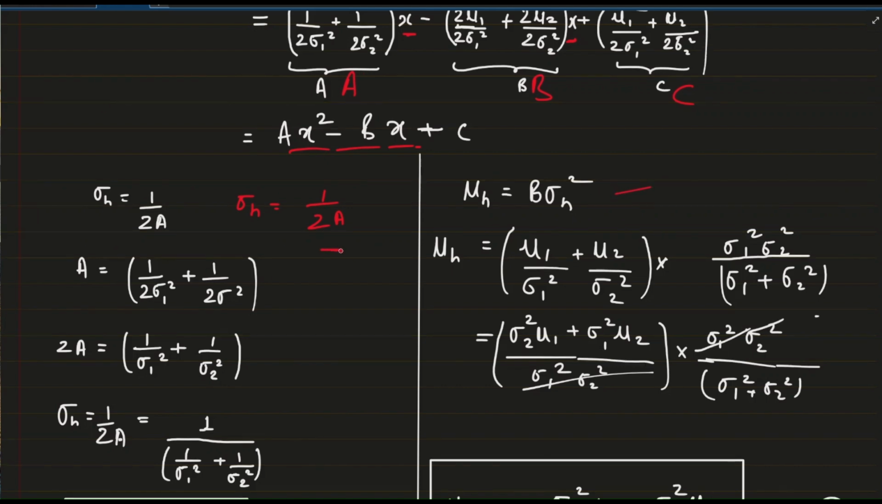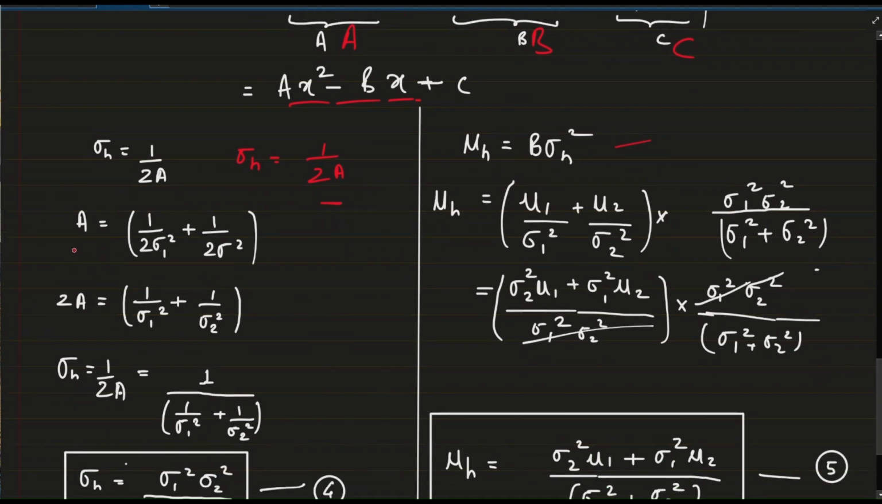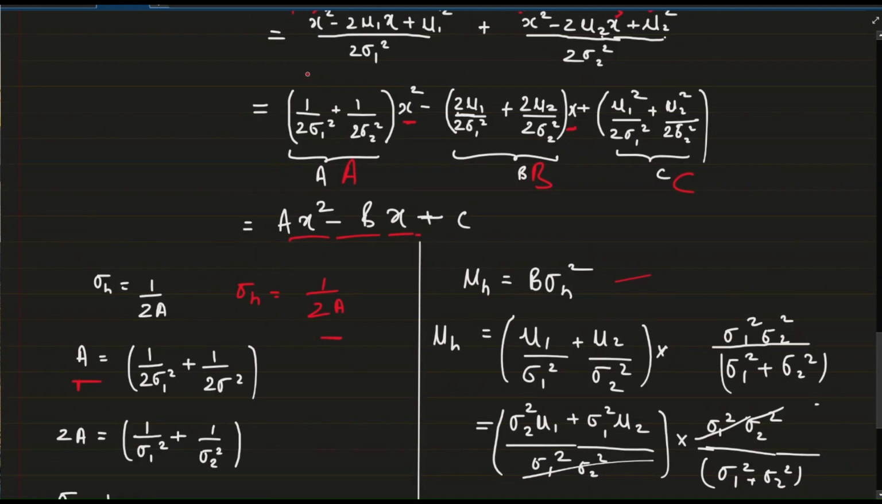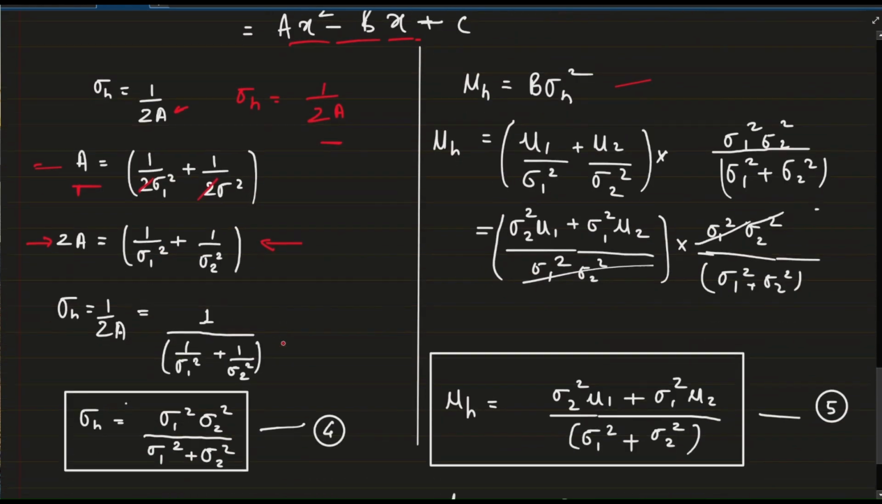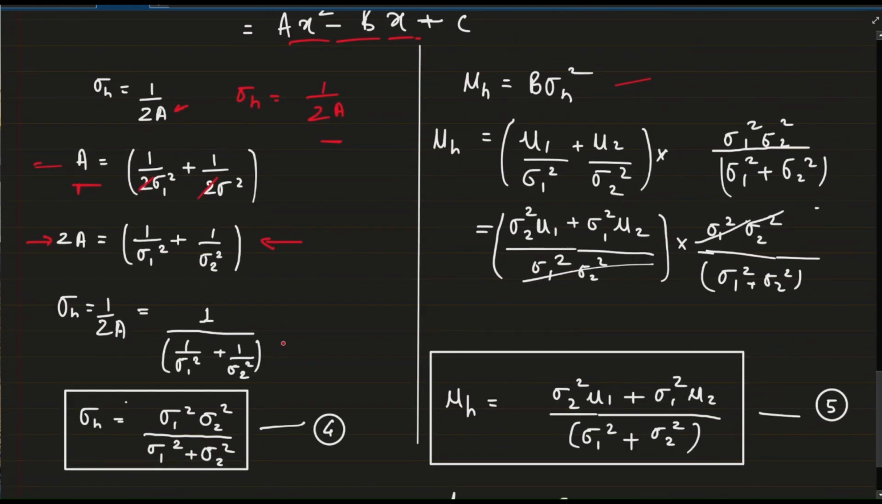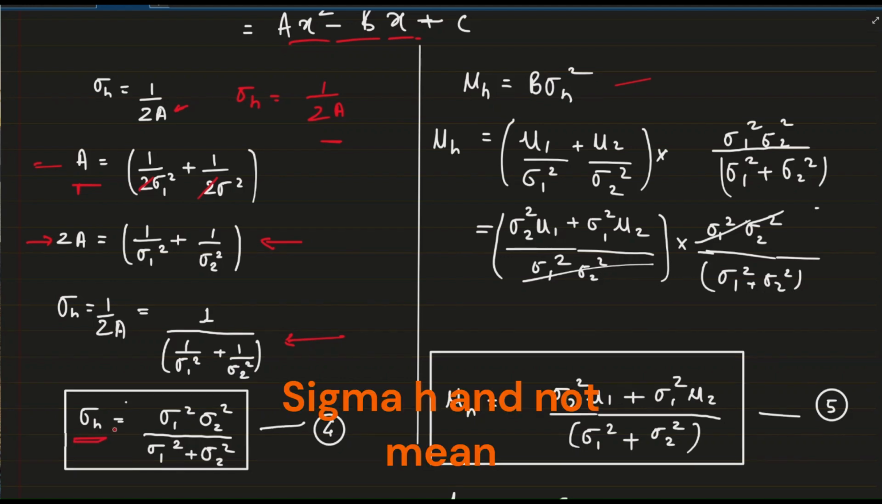So first let's calculate the a. A is given, if you see here, a is 1 divided by 2 sigma 1 square plus 1 divided by 2 sigma 2 square. So I take this from the equation itself, and I multiply 2 to it, because I have to have this 2a, and when I multiply by 2, all these 2's get cancelled out, and this results in this expression, and then I just take the reciprocal of 2a, which results in this, and after a few simplifications, the formula for sigma h is this one.